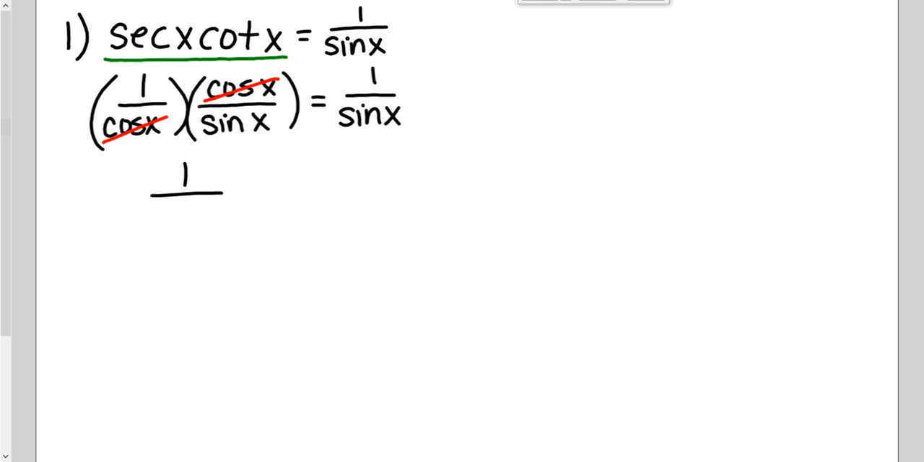On top, I'm left with 1. On bottom, I'm left with sine x. I needed to verify that it equals 1 over sine x. I did that. I am done.